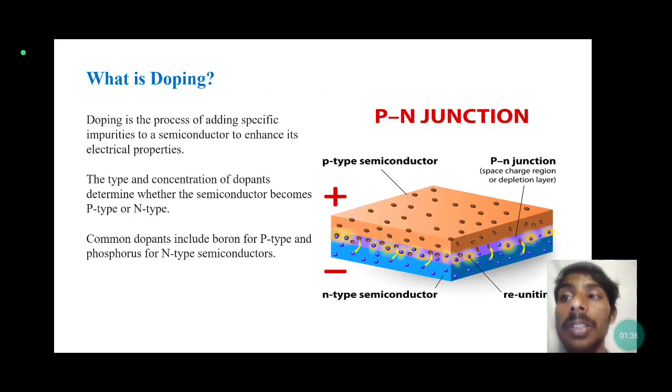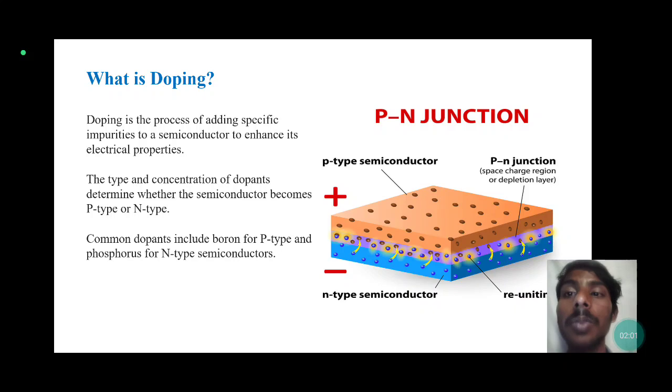What is doping? Doping is the process of adding specific impurities to a semiconductor to enhance its electrical properties. The type and concentration of dopants determine whether the semiconductor becomes P-type or N-type. Common dopants include boron for P-type and phosphorus for N-type semiconductors.